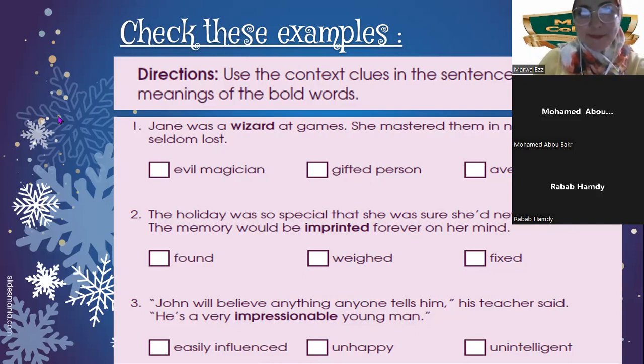Are you ready? Mrs. Rabab, Mr. Muhammad? Yes. Ready? Yes. Let me do the first one. Okay.